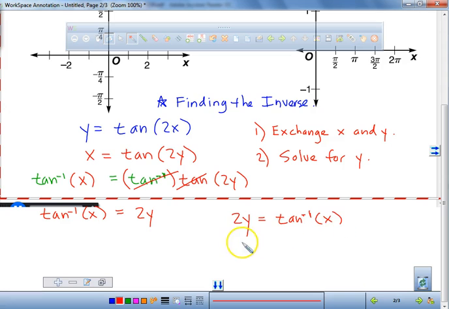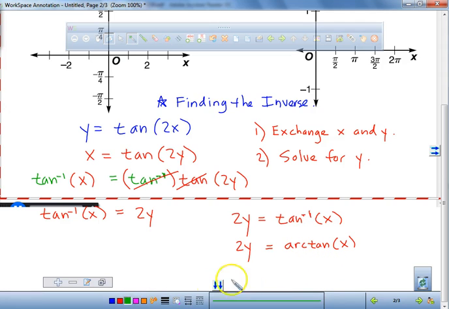Now, before you solve for y, I'm going to rewrite it as arctan. This is another way that you will see it. If you see arctangent of x, that's talking about the inverse of tangent. These mean the exact same thing. This is what you're going to use in the graphing calculator. If you see arctangent in a textbook or a problem, that's what it's talking about.